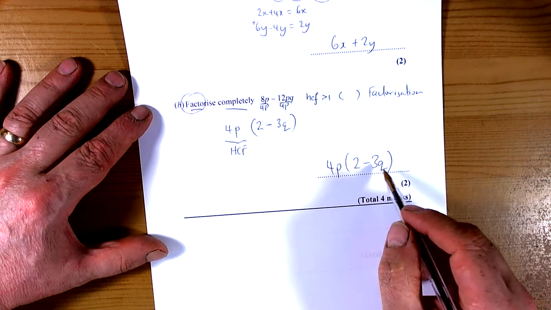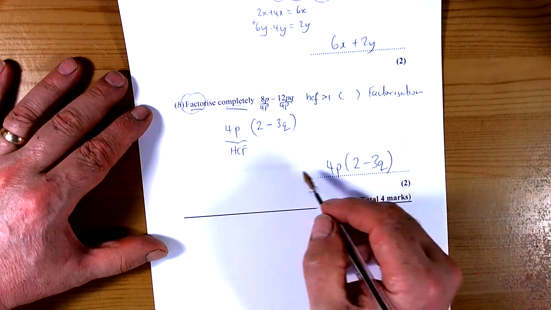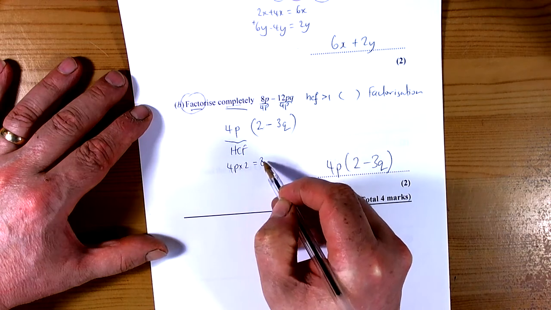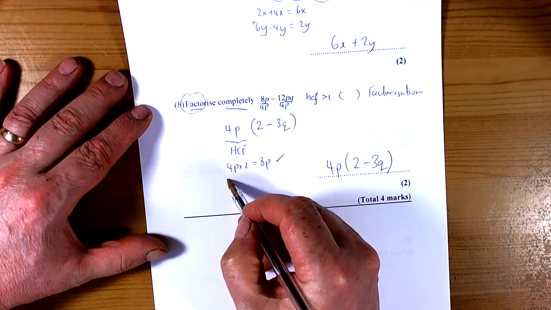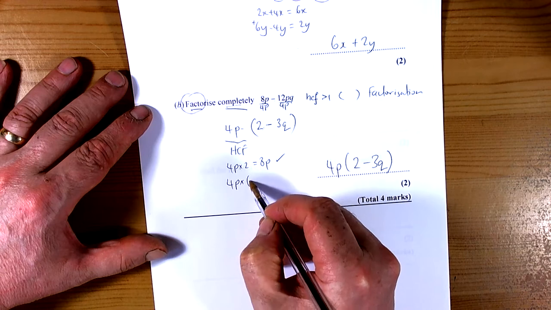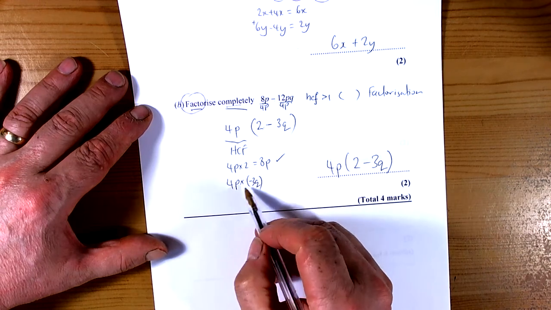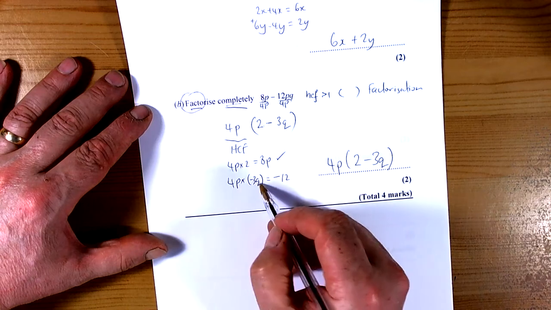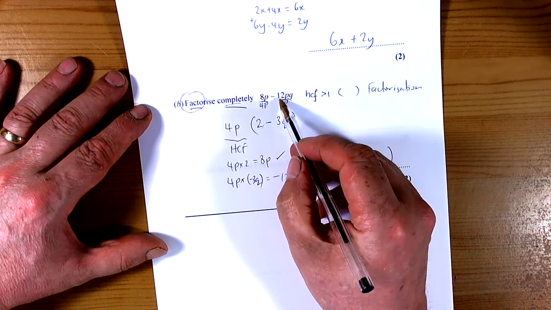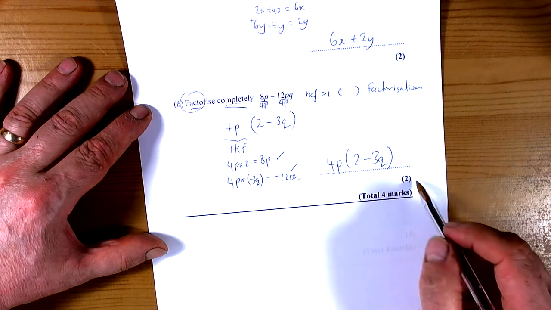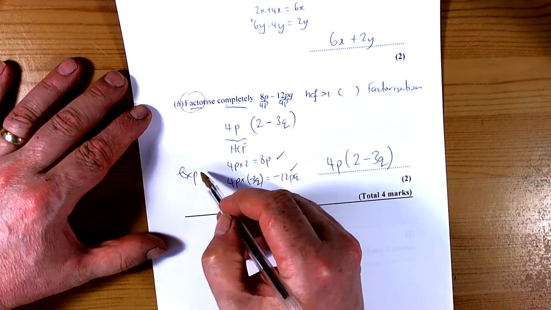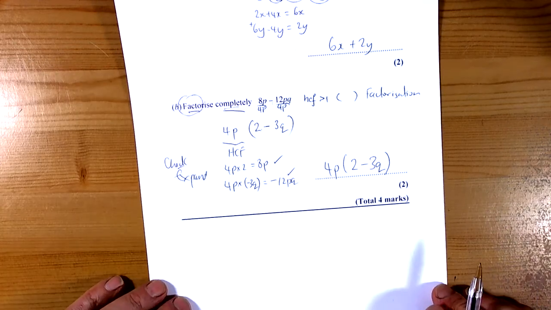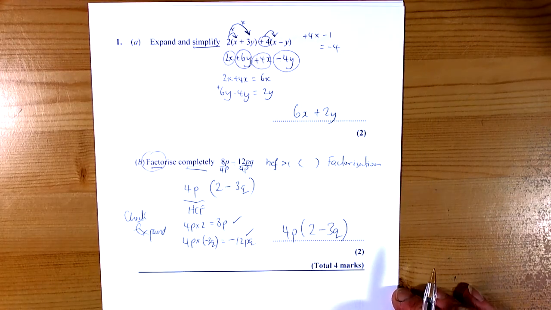We've found the highest common factor outside, so we've done the completely bit. We do a check, of course, so 4p times 2 is 8p, the answer we had originally. And then we've got 4p times negative 3q, positive times negative is negative, and 4 3s are 12, and pq is pq. So take away 12pq. So our check works. So don't forget, check by expanding and see what happens.